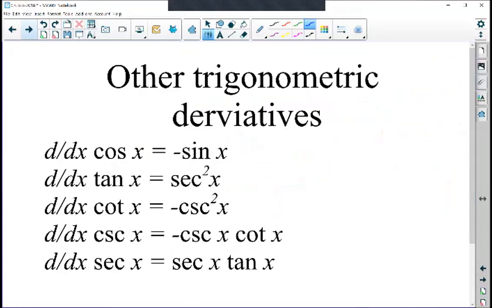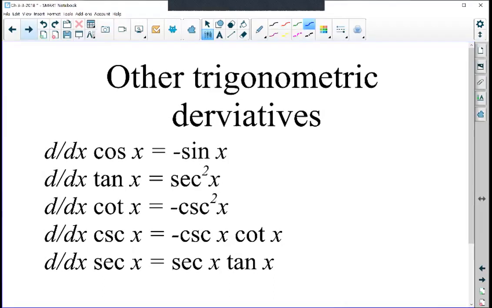So the derivative of cosine is negative sine of x. The derivative of tangent is secant squared. The derivative of cotangent is negative cosecant squared. The derivative of cosecant is negative cosecant cotangent. And the derivative of secant is secant tangent.